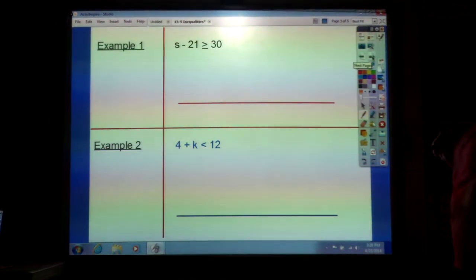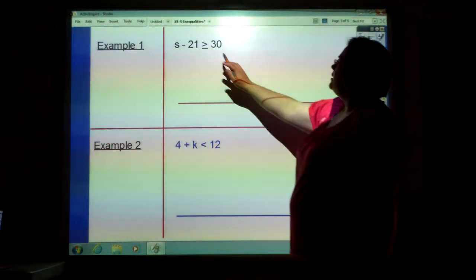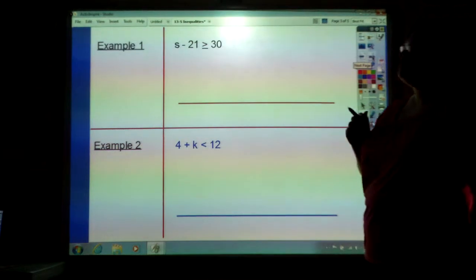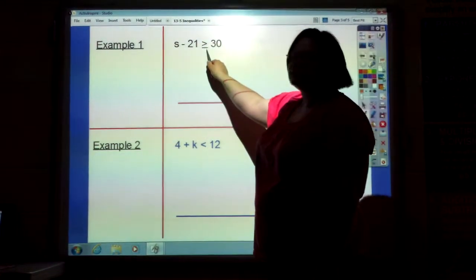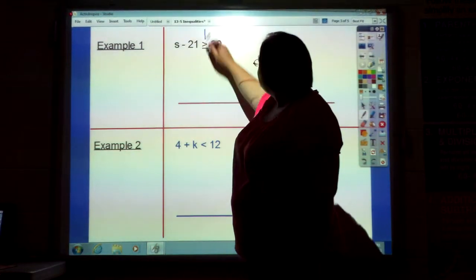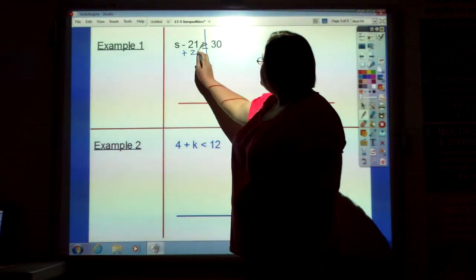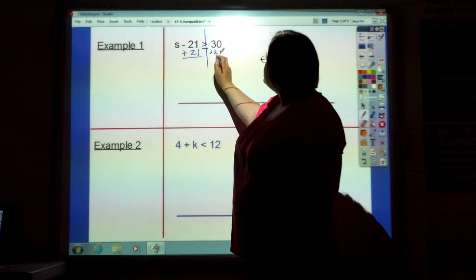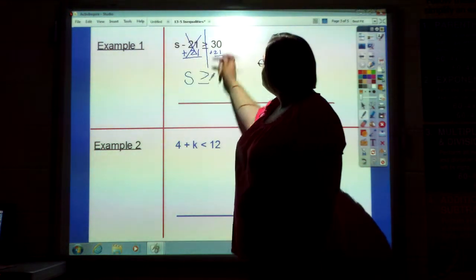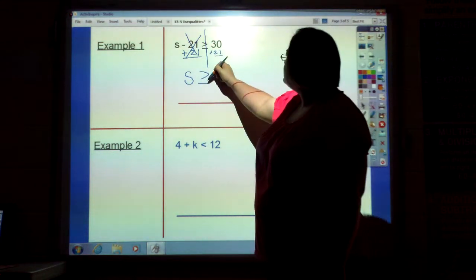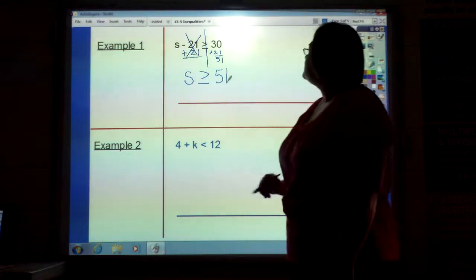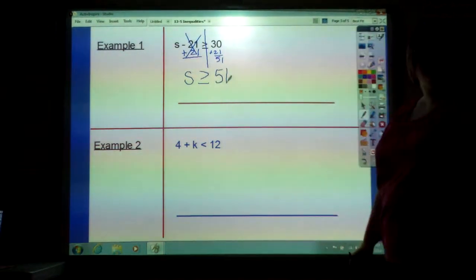Let's look at example 1. We have s minus 21 is greater than or equal to 30. So first we just solve it like a normal equation, except we have this symbol instead of equal to. We add 21 to both sides of the equation to get the s by itself. That cancels out. We leave my sign the same. We don't change that at all. And then we add. So s is greater than or equal to 51.